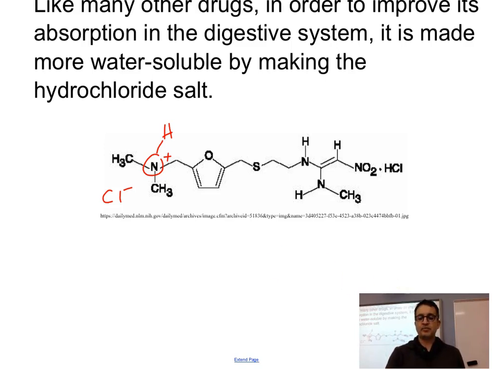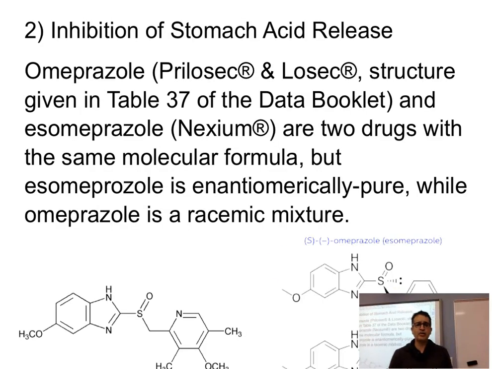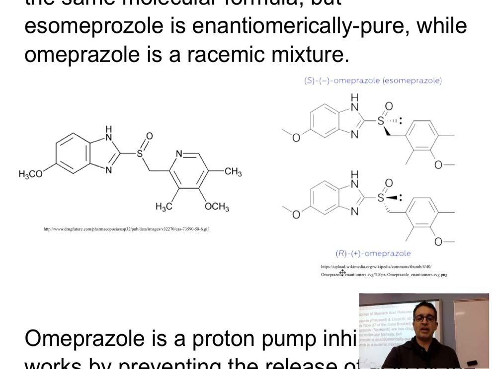All right. The second method that I was telling you about is to inhibit the release of the acid, the gastric juices. The gastric juices get produced, but we can have a drug such as omeprazole. Again, omeprazole is given to you on table 37, at the bottom of page 38. Now, omeprazole and esomeprazole are basically the same molecule, but at a higher level you will understand this a little bit more.